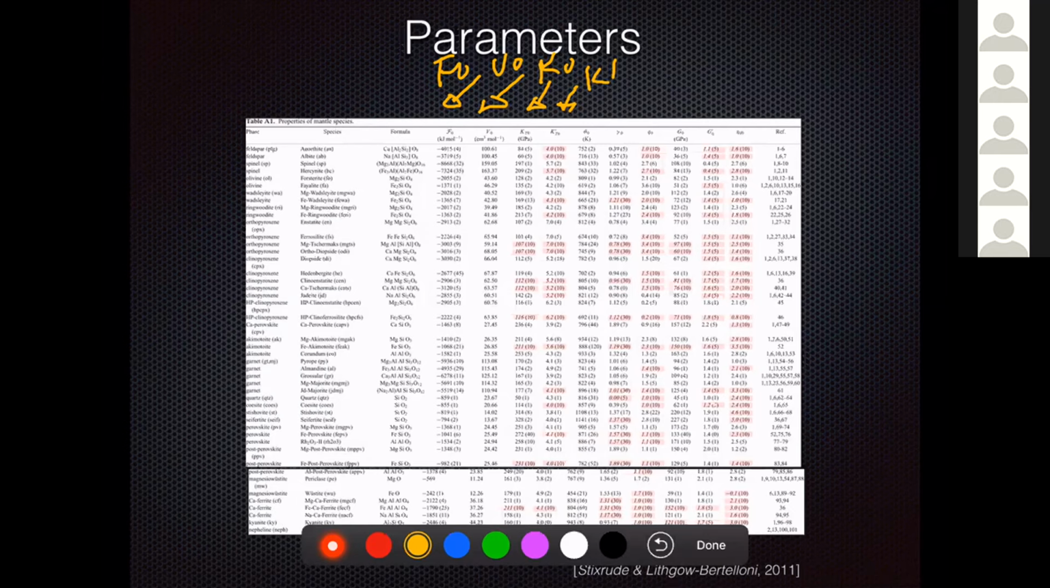Now, I just wonder if you can see the pink. I don't know if you can see the pink or not, but in case you can, those are neither measured nor computed. And so you have to estimate them from systematics of minerals. And as you can see, although the table is filling out nicely, there's still lots and lots of things that we don't actually know. Okay, so what can you do with HeFESTo?